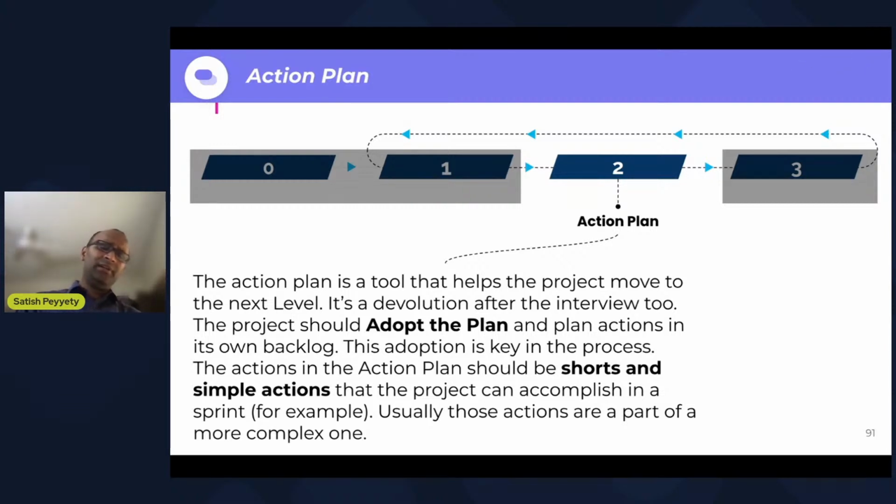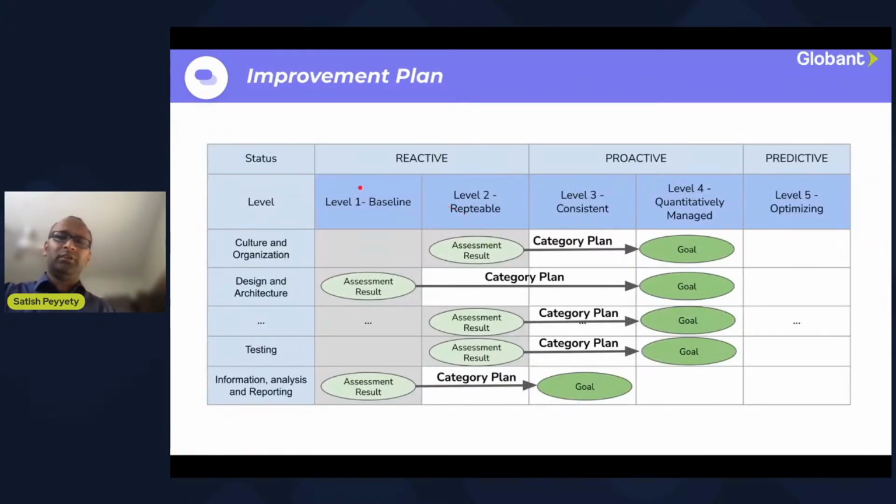So this is a sample improvement plan that we worked out for one of the clients. As you can see, we have the levels as columns, level 1 to level 5, and our dimensions as rows, and this is the assessment result. This is what we have arrived at. So when we assessed the client, culture and organization was at level 2, design and architecture was at level 1, testing was at level 2, and information analysis and reporting was also at level 1. So this is the current state that we arrived at. And when we discuss with the client and decide as a team that we would like to go to level 4, this gives us an improvement plan.